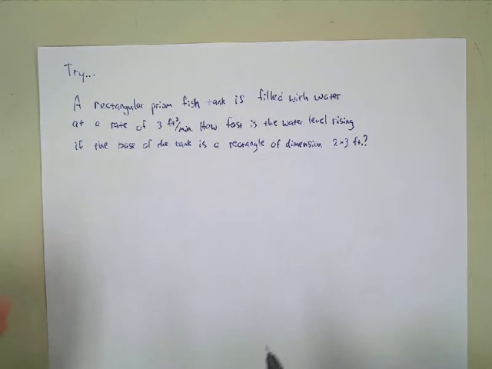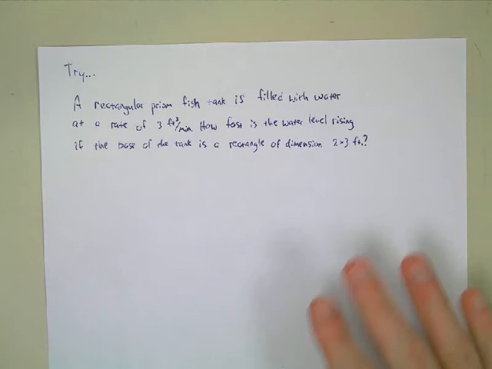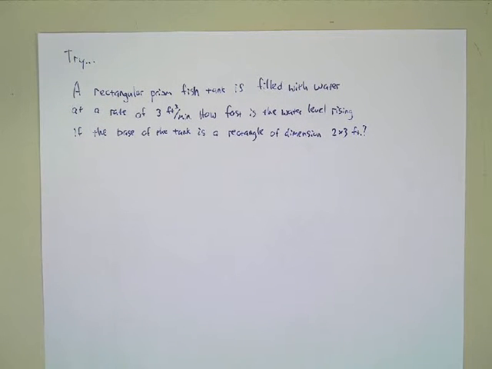So now I've changed the shape of the tank on you. It's not a conical tank, it is a rectangular prism. So again, you might want to draw a picture, it might help. Don't forget to label all the things that you know and what you're trying to solve for. And then go from there.